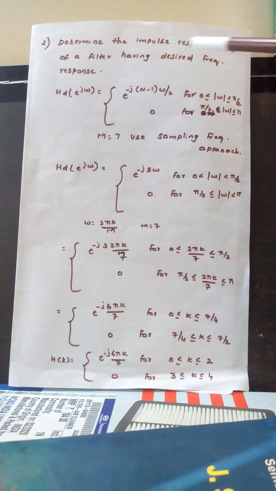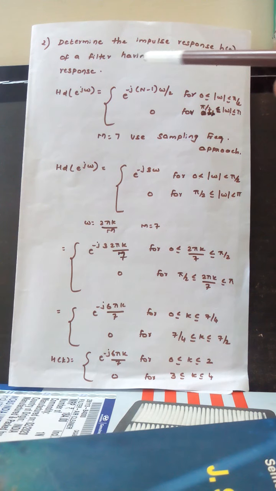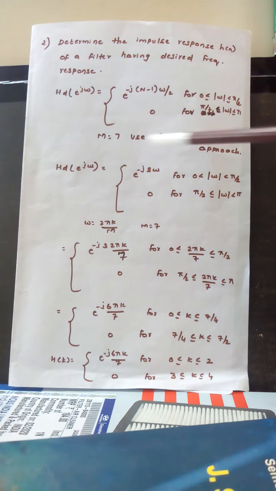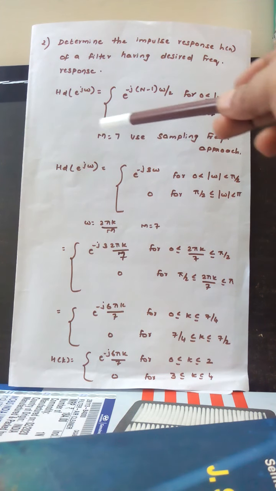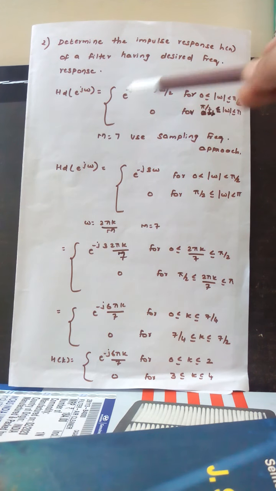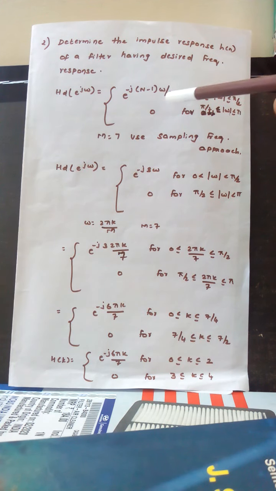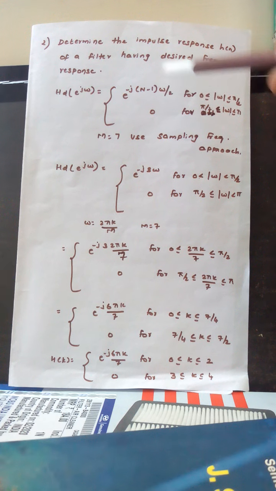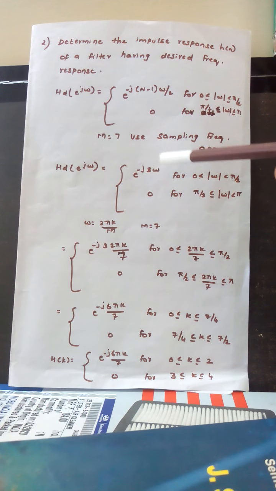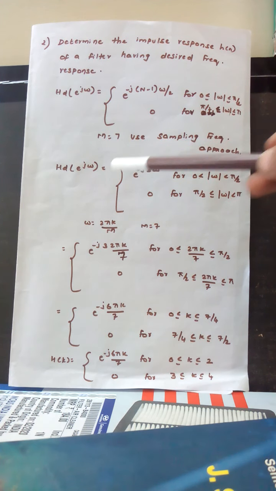Next one, determine the impulse response h of n of a filter having the desired frequency response given here, and M equal to 7, use the sampling frequency approach. So here they have given M equal to 7, M is nothing but your order. So here N is nothing but (7 minus 1) by 2, it is 6 by 2, it is 3. So it is e to the power of minus j 3 omega, and omega varies from 0 to pi by 2. Other than that, all the values are 0 here. So this is your Hd of e to the power j omega.